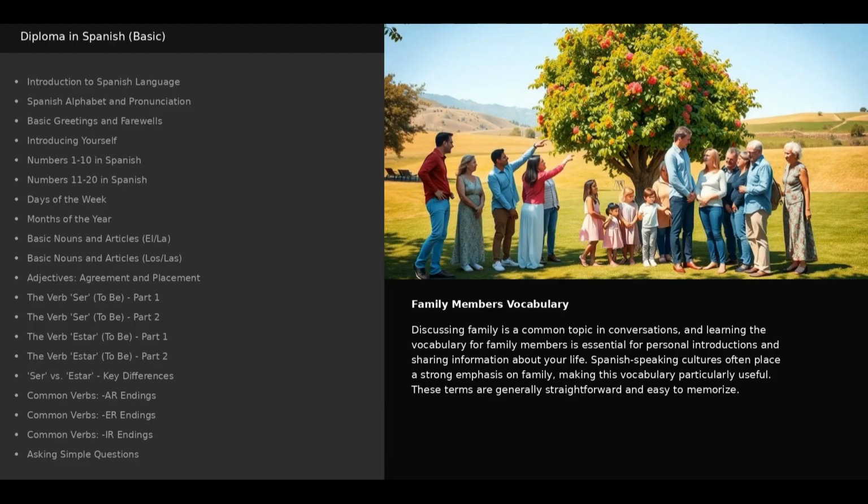Family members vocabulary. Discussing family is a common topic in conversations, and learning the vocabulary for family members is essential for personal introductions and sharing information about your life. Spanish-speaking cultures often place a strong emphasis on family, making this vocabulary particularly useful. These terms are generally straightforward and easy to memorize.